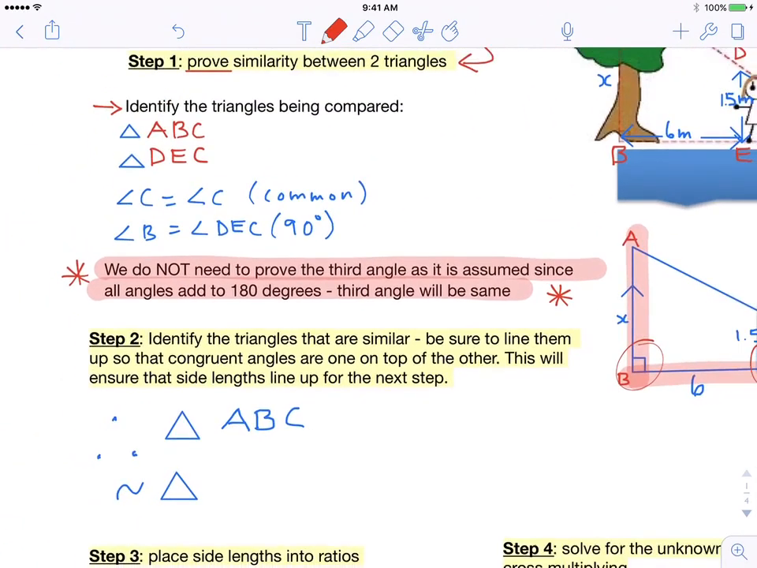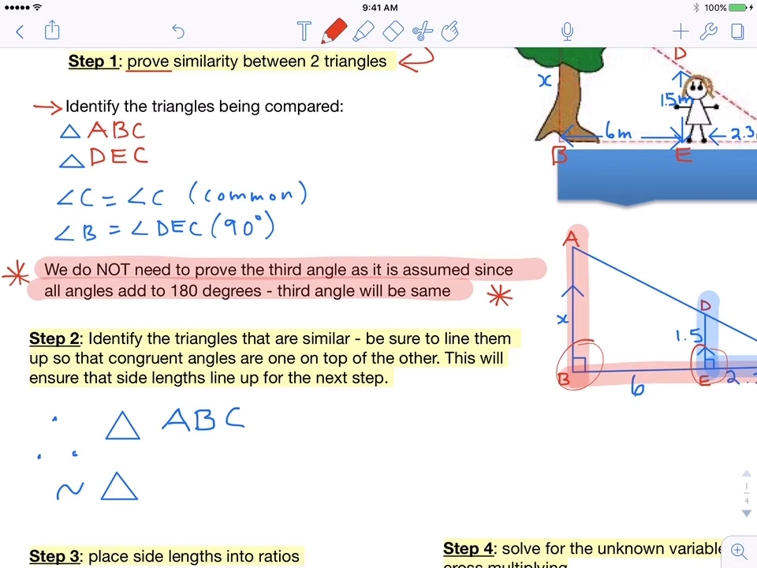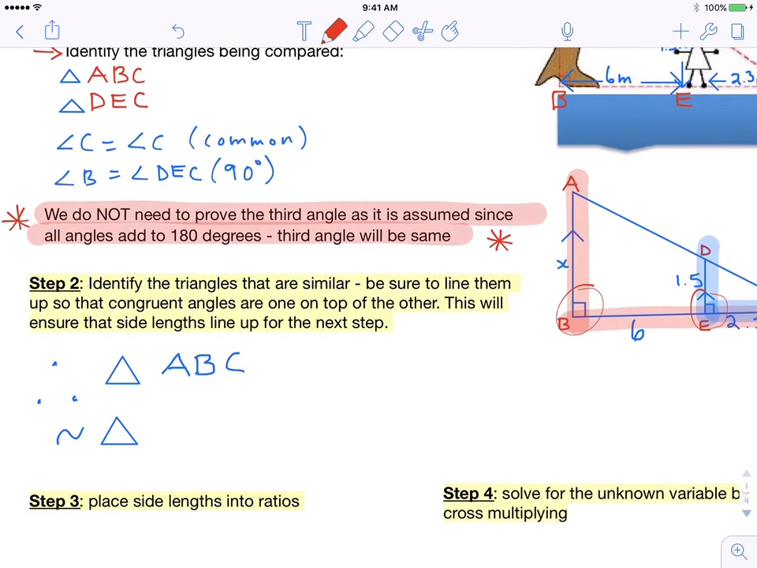So we do not need to prove the third angle, as it is assumed since all angles add to 180 degrees. The third angle will be the same for both. They both have a 90-degree angle, and they both share angle C. Obviously, the third angle will logically be the same for both. So step two says identify the triangles that are similar. Be sure to line them up so that congruent angles are one on top of the other. This will ensure that side lengths line up for the next step.